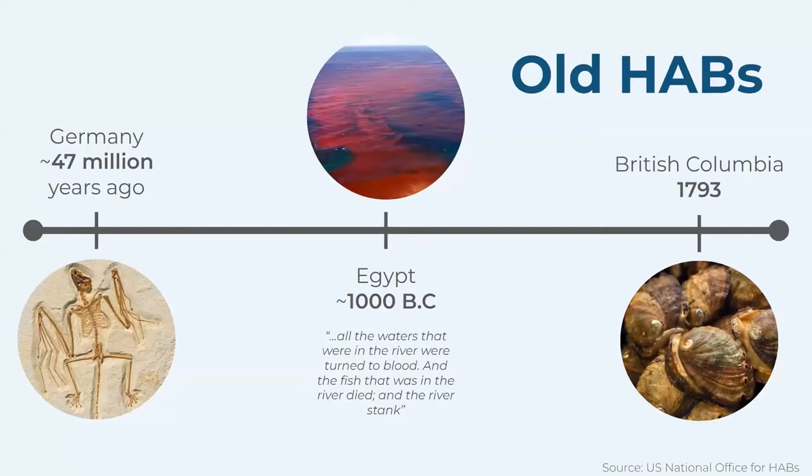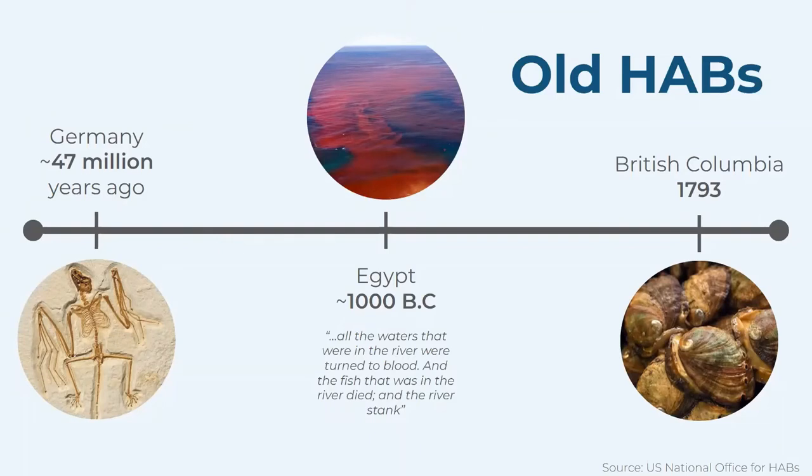Actually, our oldest known event of HABs dates back to about 47 million years ago, to a site in Germany where we have all these amazing fossils of primitive horses and bats and other mammals, and also fossilized cyanobacteria. And so the working hypothesis is that all these animals were poisoned by cyanotoxins and then got fossilized. So we know they were happening way back then.